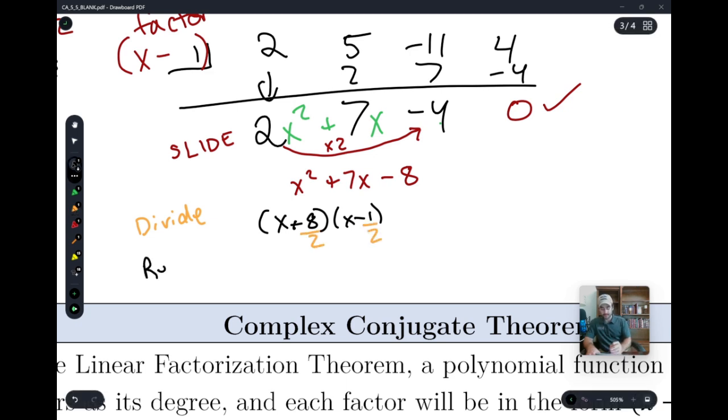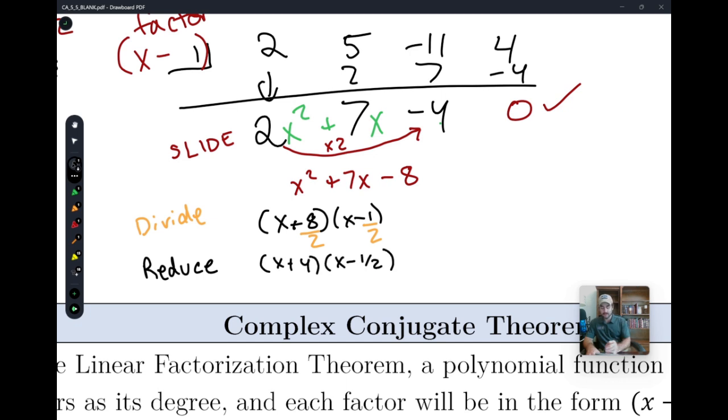Then you reduce, so we're going to reduce it to x plus 4 and x minus 1/2. And then you do your last slide to make a slide sandwich, where you slide, the first step you did was slide the 2 over, the last step you do is slide any fractions to the front, and we've got ourselves x plus 4, 2x minus 1.